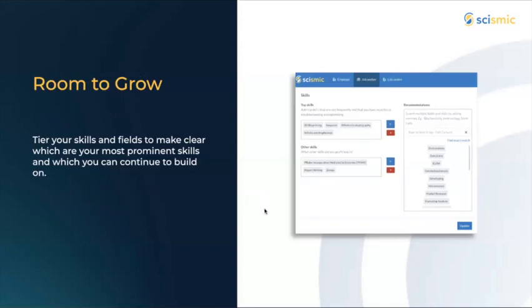Going off of the last example, you might have noticed that it's also tiered by a top skills section and an other skills section, and a top field section and an other field section. You want to include ones that you're very, very proficient in and ones that you can do and that you've done, but you wouldn't consider your top skills, because if you're matching to roles only based on skills that you already know front and back, there's not really room for you to grow in a role.